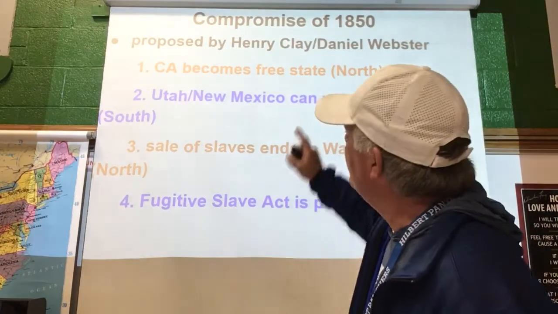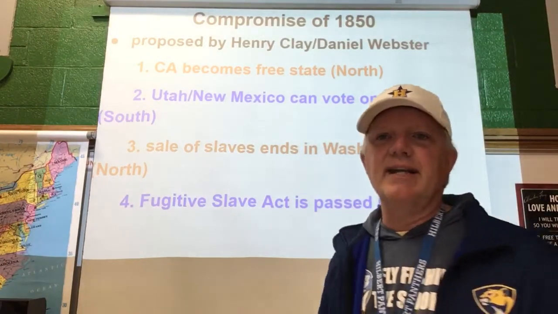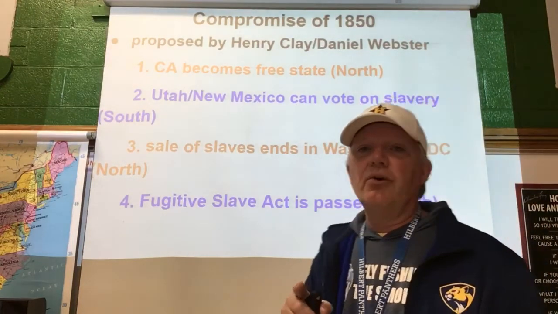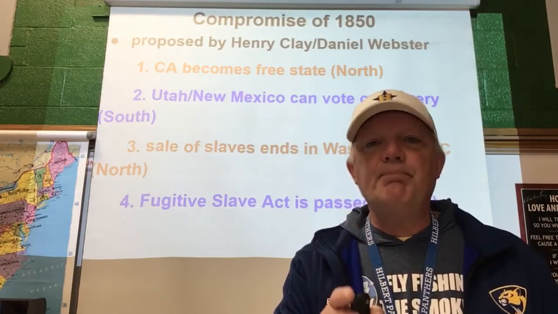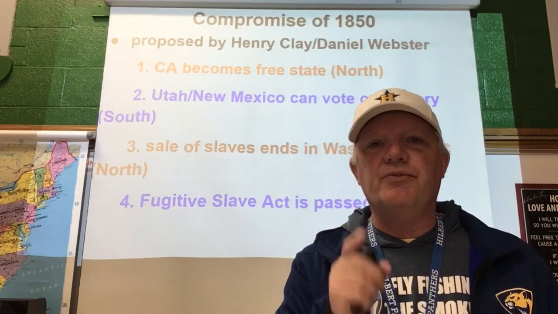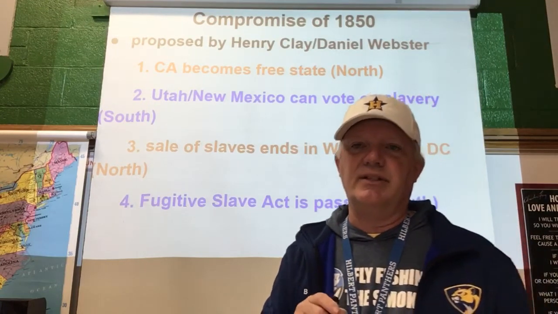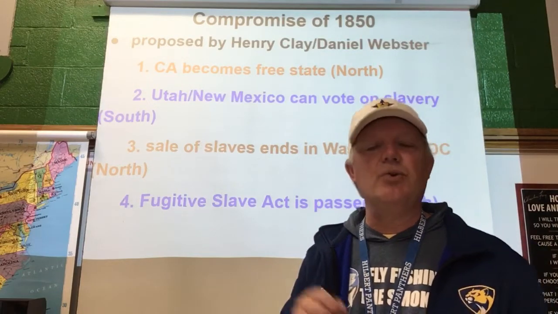So, first part, California becomes a free state. The North likes that one. Second part, in the new territories of Utah and New Mexico, the people that live there will be able to vote on the issue of slavery. That's called popular sovereignty. The South likes that. They could add 1, maybe 2 slave states.